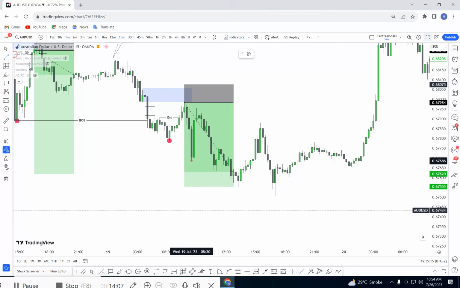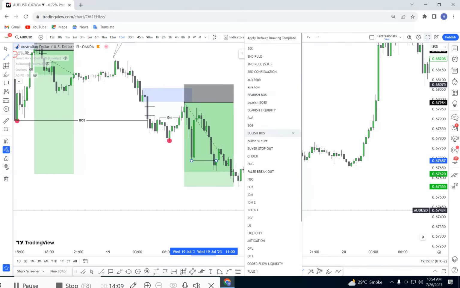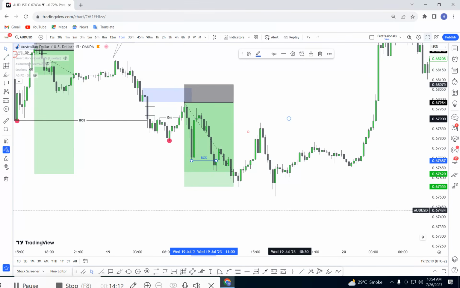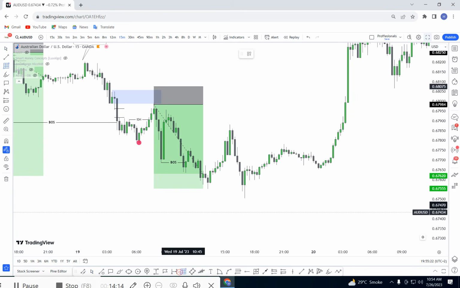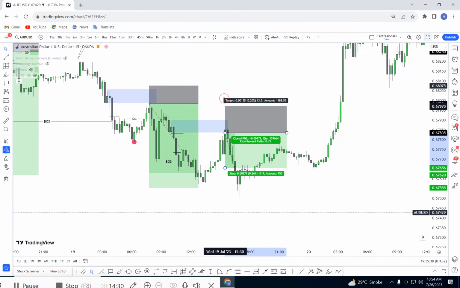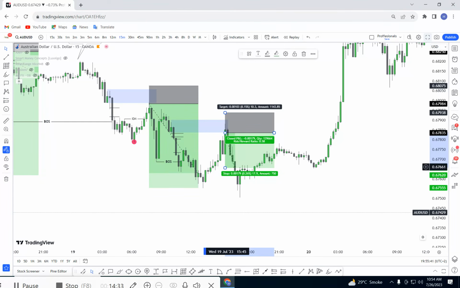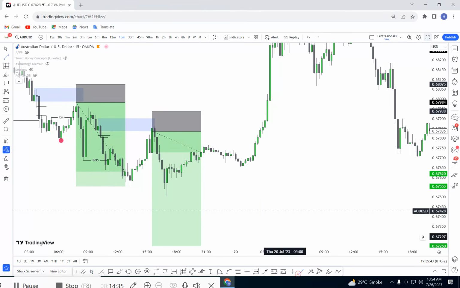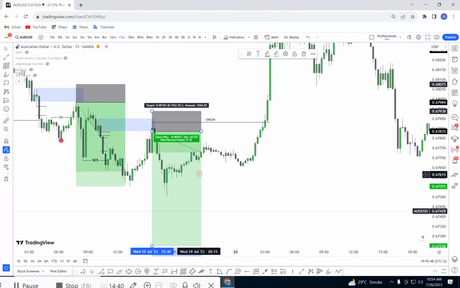Now this was your another breakout of structure. Here was your breakout of structure. In this breakout of structure, here was your imbalance. The second imbalance was here, that is almost covered. Your entry point was from this order block and take profit was as long as you want. But the market has just broken out, we now have a change of character as well.